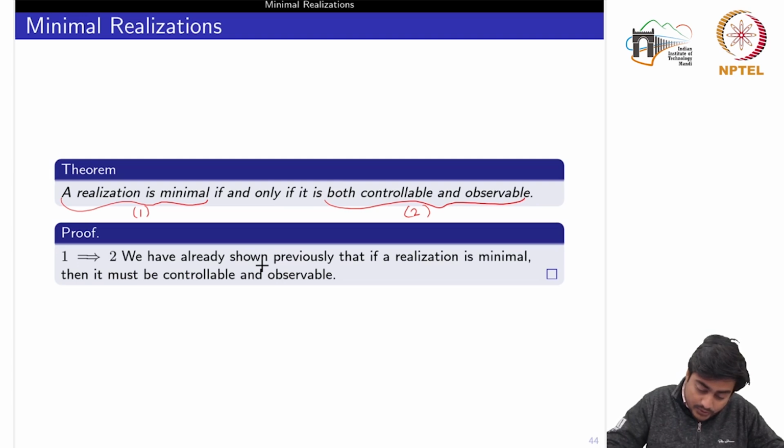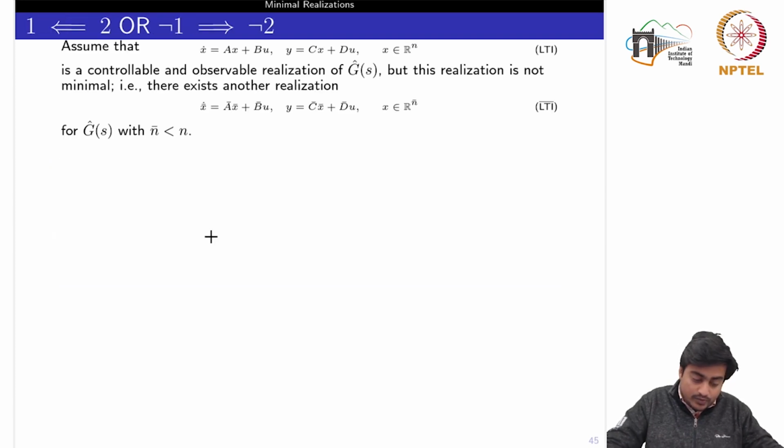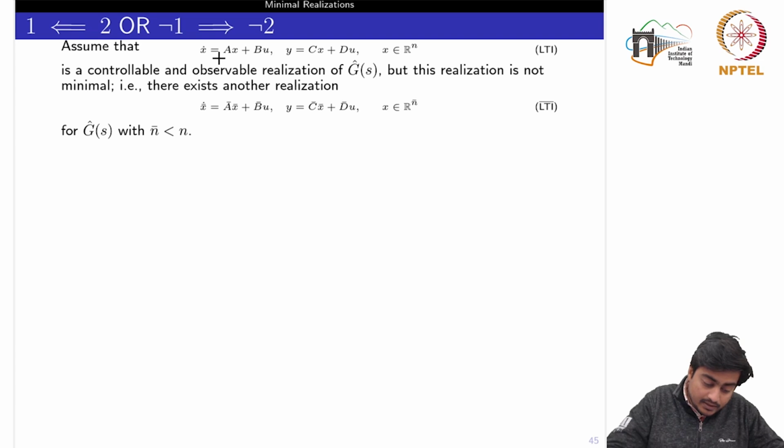Now we need to show that if the realization is both controllable and observable, then that realization is minimal. Okay, we can also prove this by contradiction, meaning assume that the ABCD pair is a both controllable and observable realization of G hat, but this realization is not minimal.